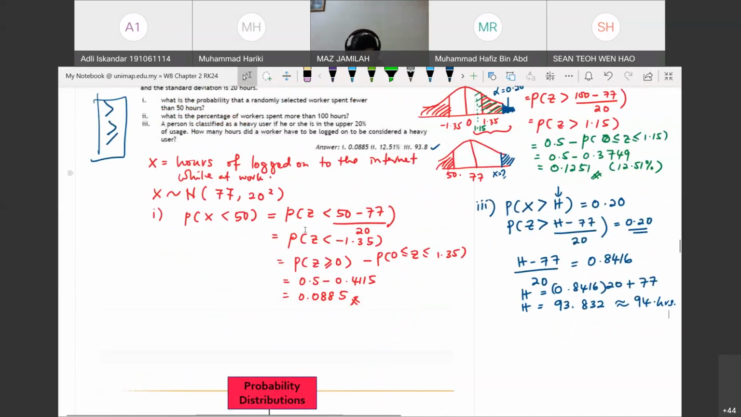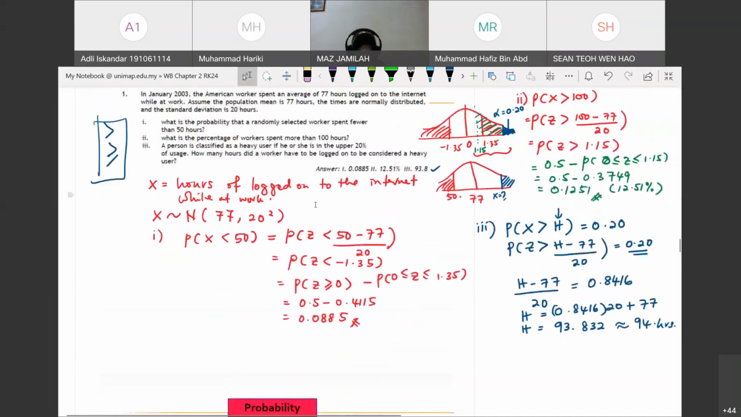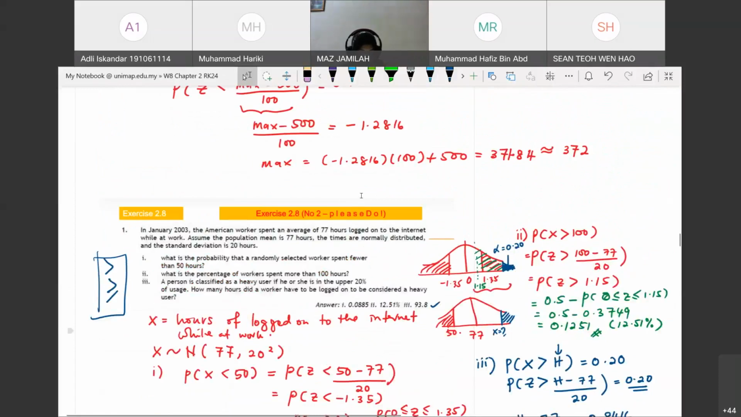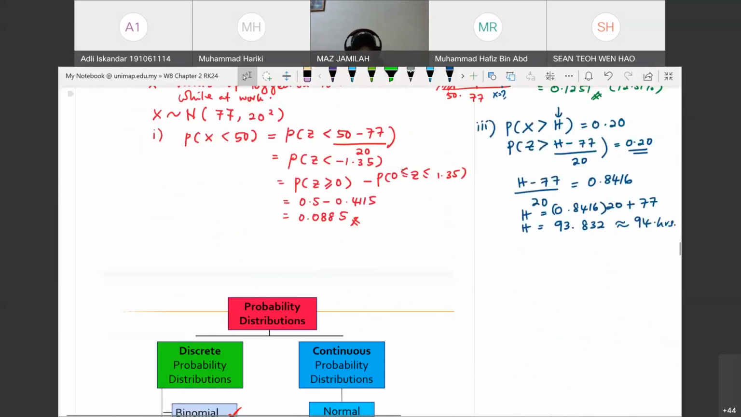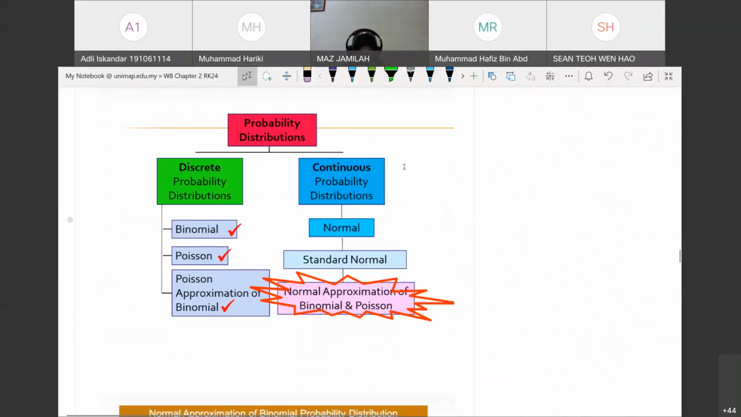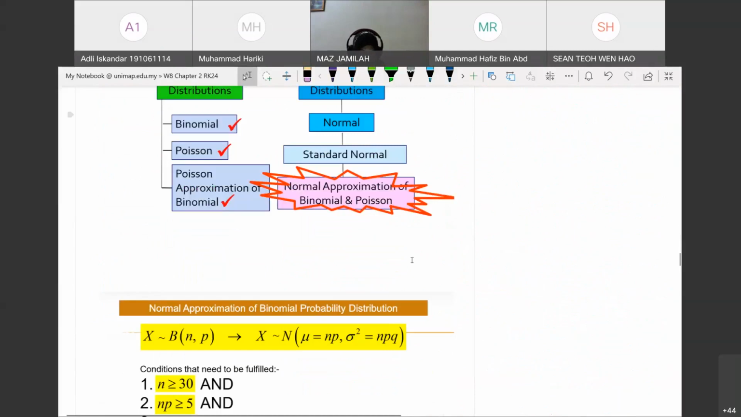So by now we have finished our discussion on the continuous probability distribution, specifically the normal probability distribution, where we need to solve using the standard normal probability distribution. Now, before we end our class, we are going to solve the last part of Chapter 2, which is the normal approximation involving binomial and Poisson. It will be very simple, as what we discussed for the Poisson approximation of binomial last time.